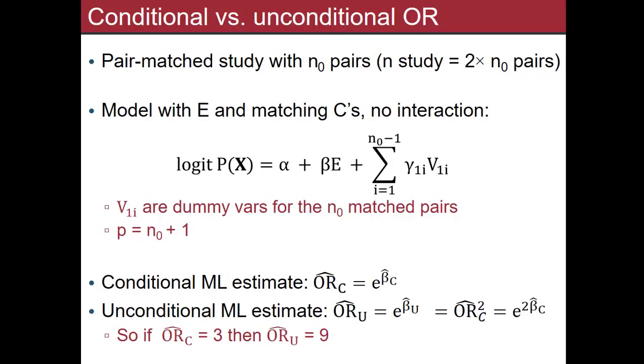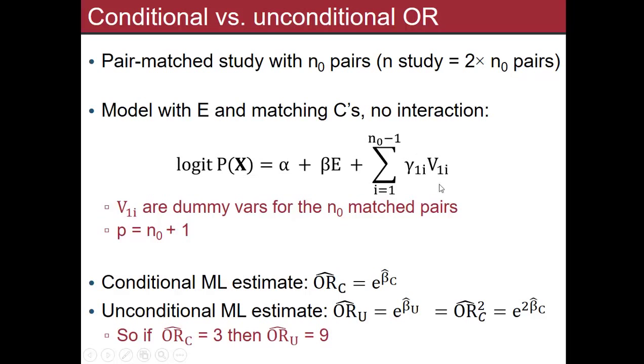So something to keep in mind here: the conditional versus unconditional models. This is just getting into the issue of bias. Imagine you had a pair-matched study with N0 pairs, some number of pairs. If you had 63 pairs, then you'd have twice as many, 126 people in your study. And you had this model, a simple model that only controls for exposure and the matching variables. This is a simple model for matched analysis. It's only got V1s.